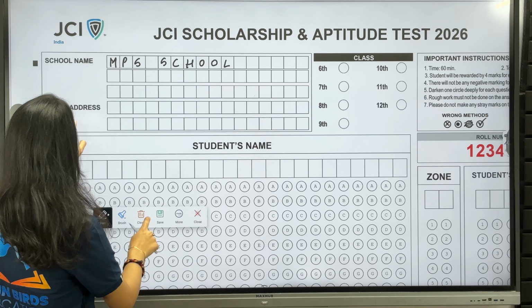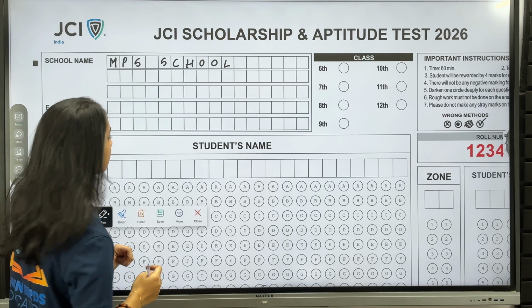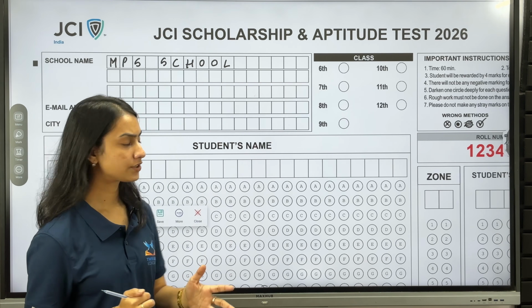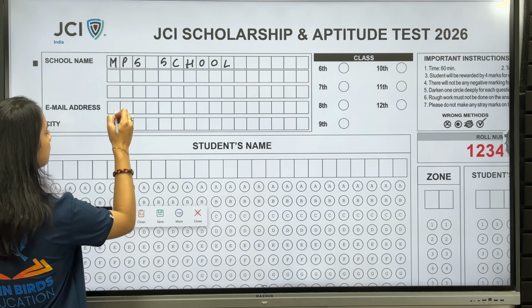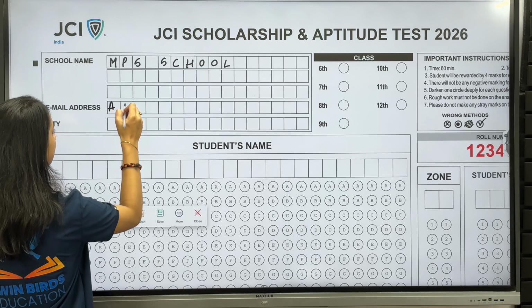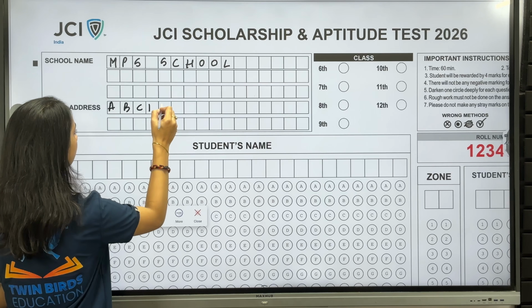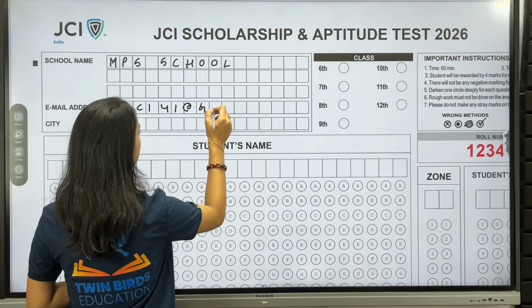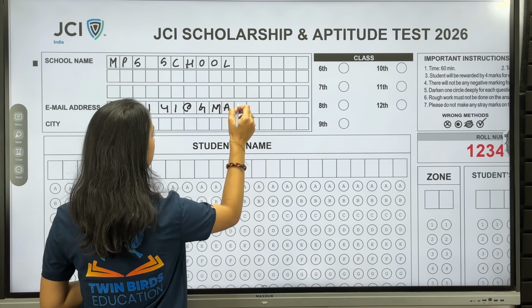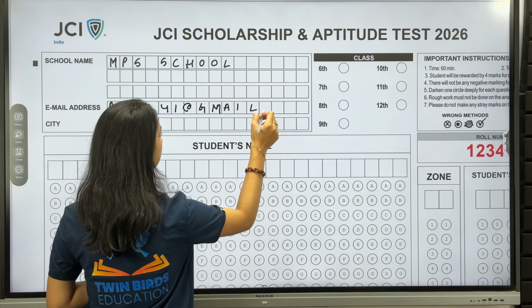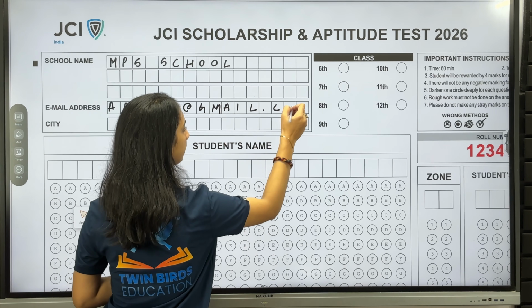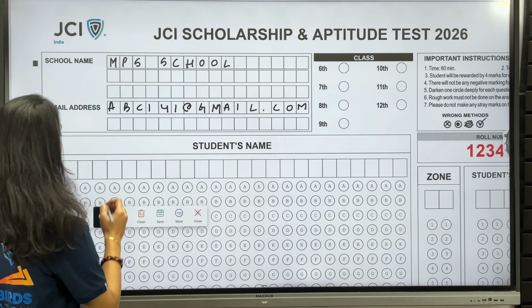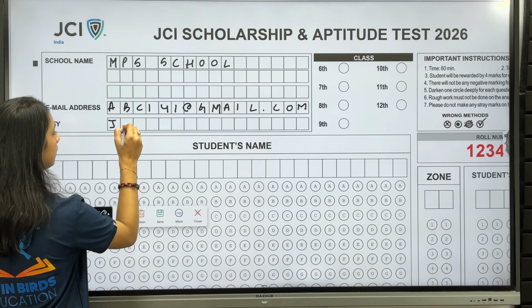Second, they are asking about your email address. If you don't have your own email address, you can write your parents' email address. Suppose your email address is abc141@.com. Then they're asking your city. Suppose your city name is Jaipur.